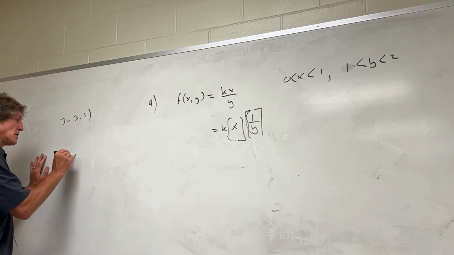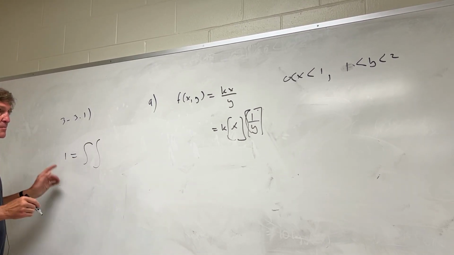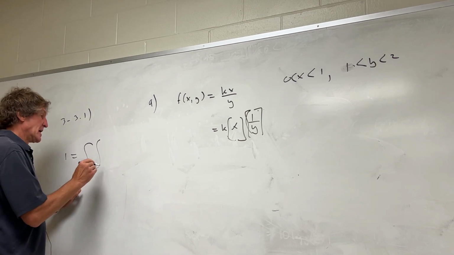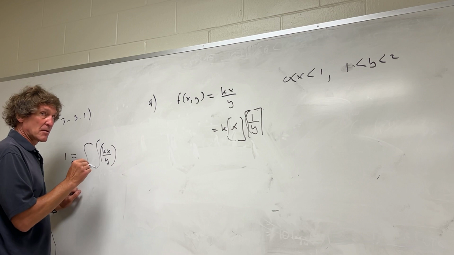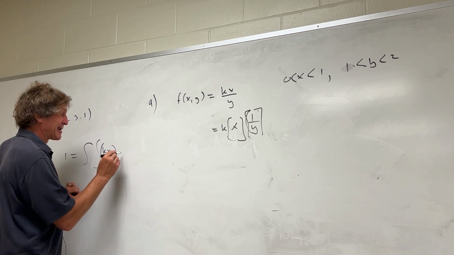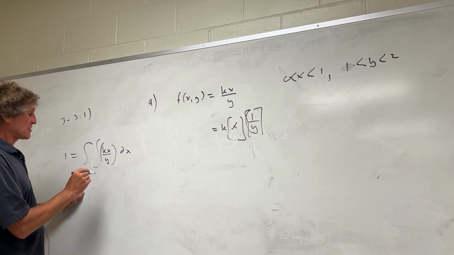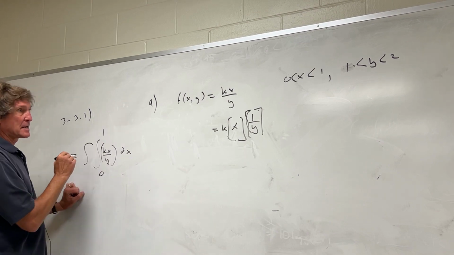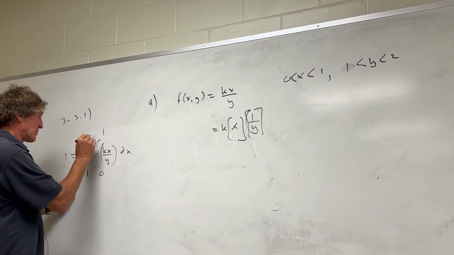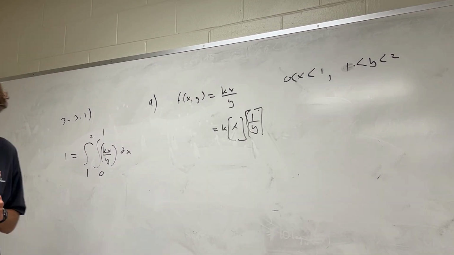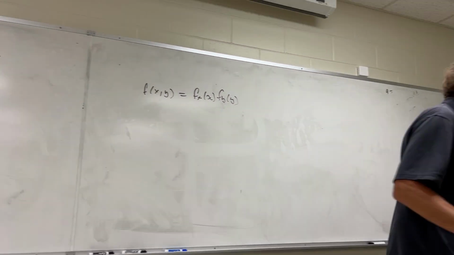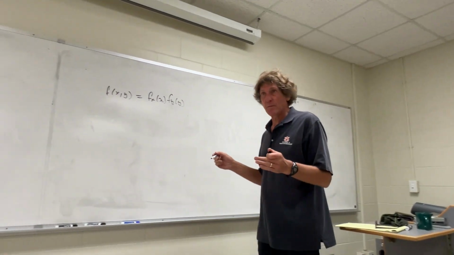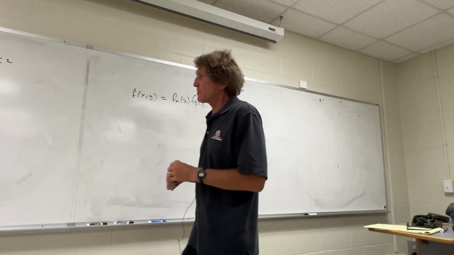We're going to say 1 is equal to a double integral of f of x, y, and that's going to be k times x over y, and then it's going to be dx from 0 to 1, and dy goes from 1 to 2. We're going to calculate k. I don't know if he asked for k, but I think he does, somewhere in there. You agree with me, class? Everybody? Okay, so when you do it, what do you get?